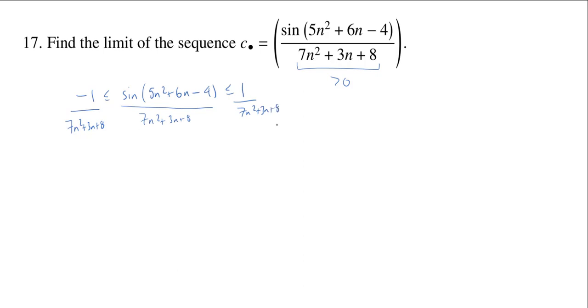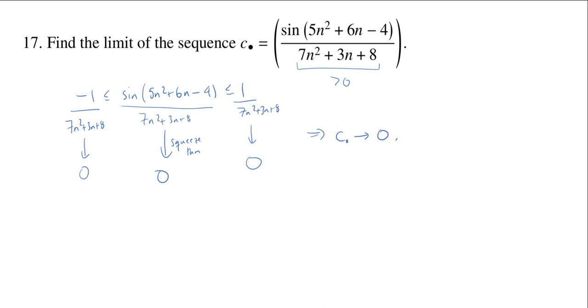And now I notice that my sequence, the nth term, is actually lying right in the middle. And it's a lot easier to figure out what's happening to these guys on the left. I have a constant on the top, and on the bottom, I have a sequence going to infinity. So we know that these outer bits go to 0. But if I know that the outer limits go to 0, then by the squeeze theorem, I know that the inner bit goes to 0. And so we conclude from this that the sequence C converges to 0.